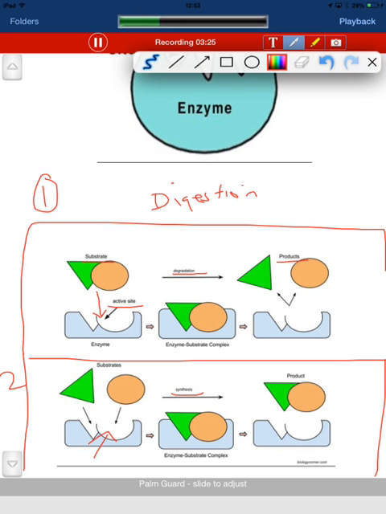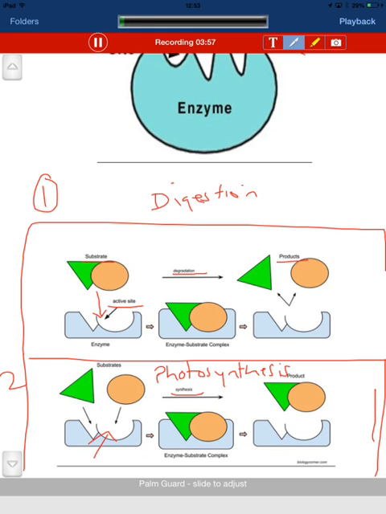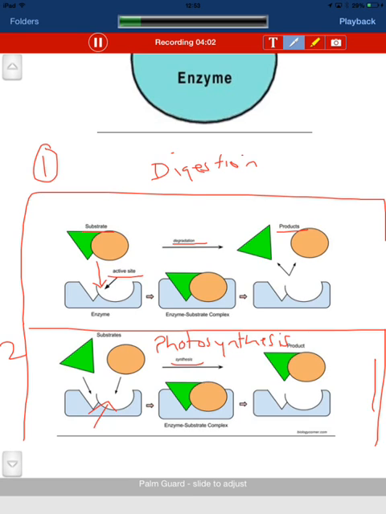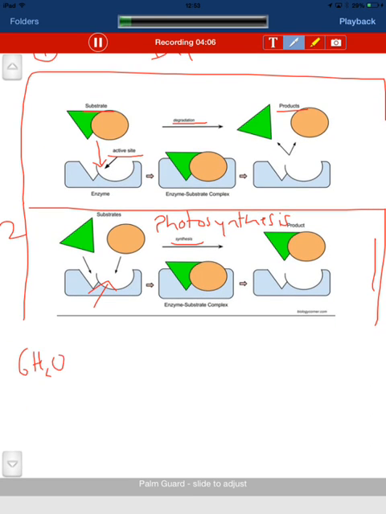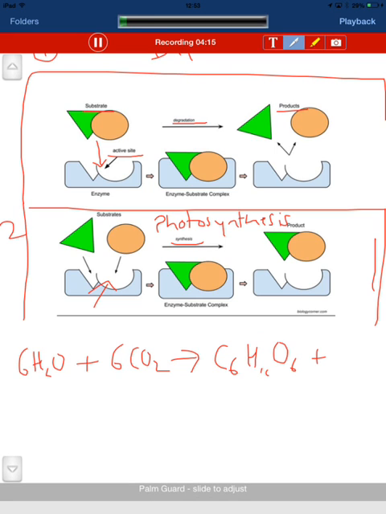Now, a perfect example of this would be something like photosynthesis, where we have a scenario where the carbon dioxide and water come into the chloroplast and are converted into glucose plus oxygen. We can write that as 6H2O plus 6CO2 goes to C6H12O6 plus 6O2. And you can see here that H2O and CO2 are quite simple molecules, and they've been turned into glucose, which is C6H12O6. And so that's been built up. That's been a synthesis reaction.